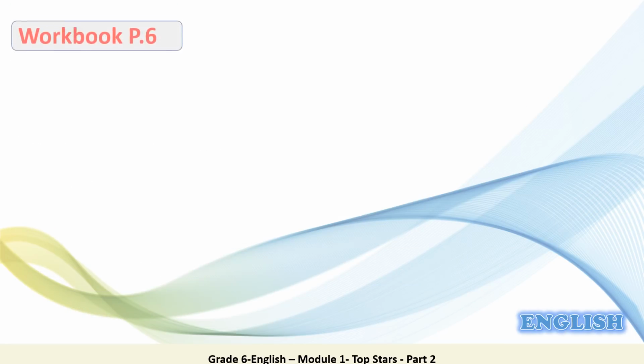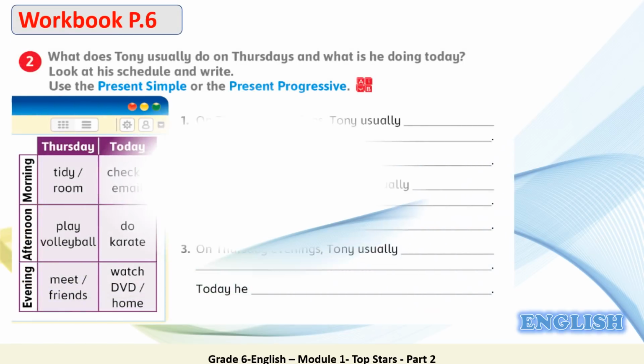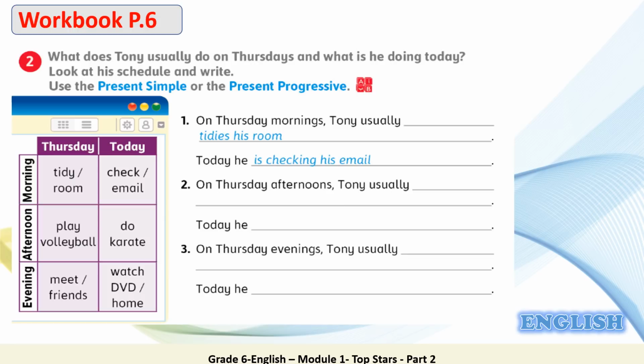Now, let's move to the workbook, page 6, exercise 2. What does Tony usually do on Thursdays and what is he doing today? Look at his schedule and write. Use the present simple or the present progressive. Now, let's see the answered example in number 1. On Thursday mornings, Tony usually tidies his room. And today, he's checking his email.